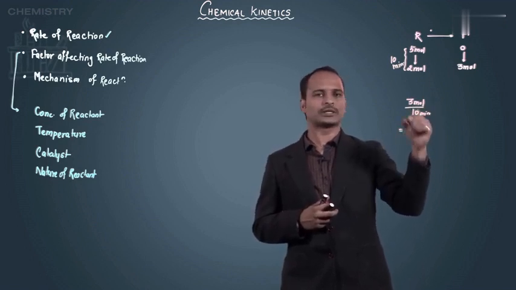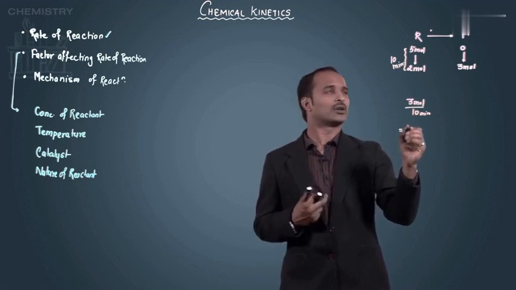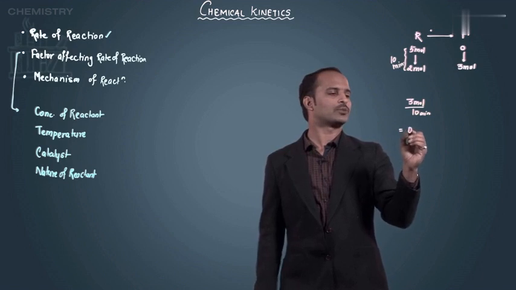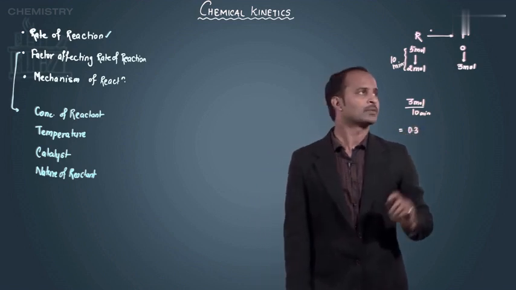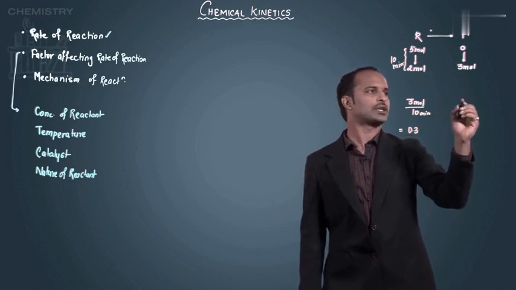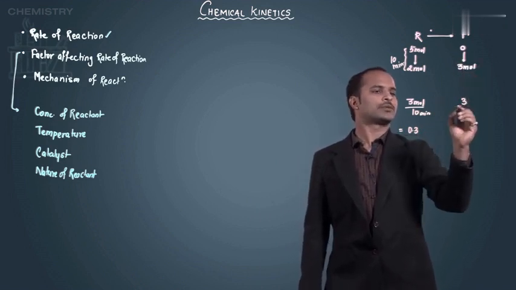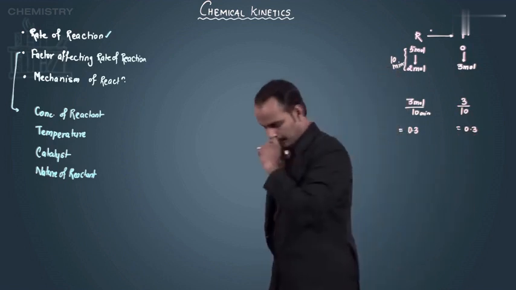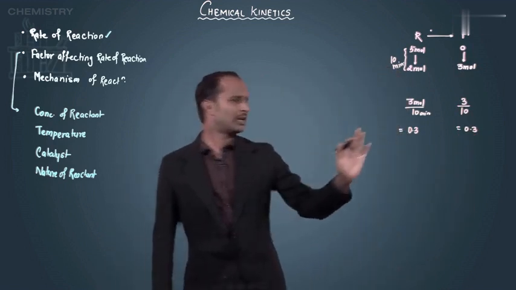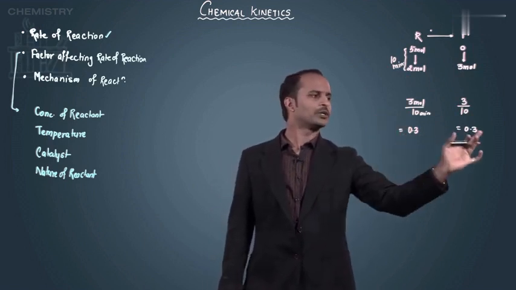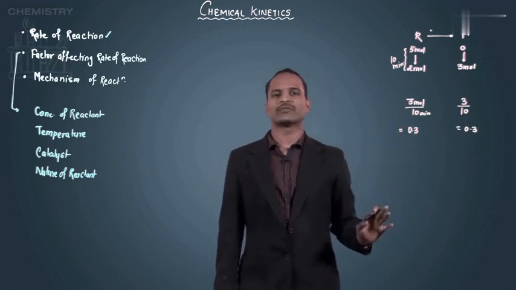So what will be the reaction rate, or with what speed the reaction is taking place? Simply I will say it is 0.3 moles per minute. Similarly here, what is the change? Product. How much? 3. In how much time? 10 minutes. So again it is going to be 0.3. So this is the way we come to know the speed of the reaction, that is the rate of reaction. This 0.3 mole per minute is giving the rate of reaction.